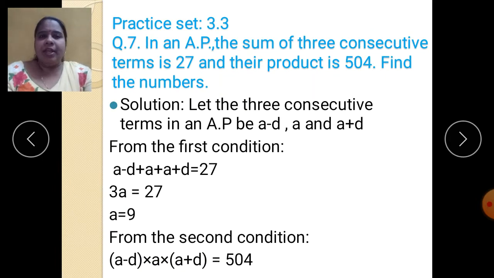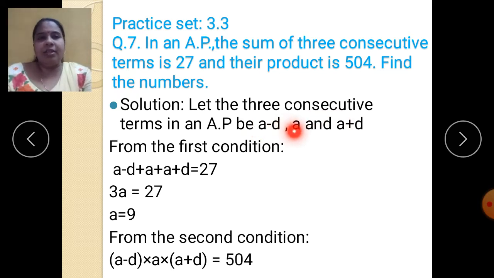7th sum. In an AP, the sum of 3 consecutive terms is 27 and their product is 504. Find the numbers. Now first thing, find the numbers. The numbers are in AP and that too 3 consecutive terms. Just now I have told you how to assume. Let the 3 consecutive terms in an AP be A minus D, A and A plus D. This is the first step. Since it is 3 consecutive terms in AP, you have to write this assumption.